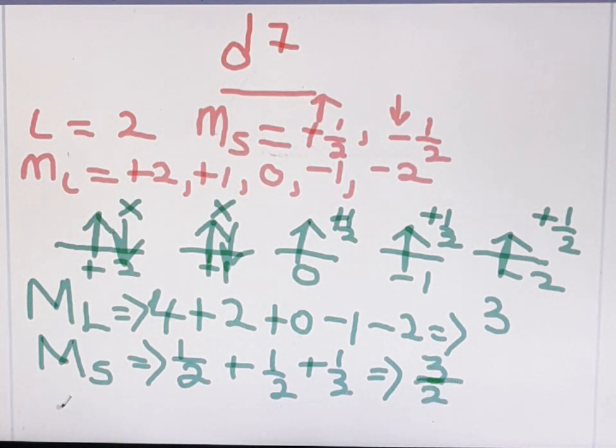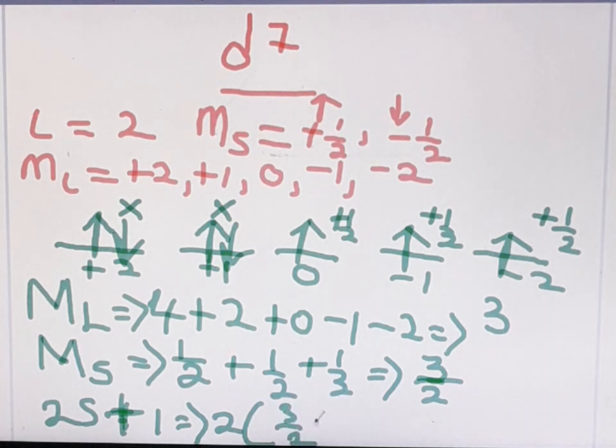Then we determine the spin multiplicity, which is represented by 2S plus 1, where S represents the total spin quantum number. So we have it to be 3/2, times 2, plus 1. So 2 cancels 2, we have 3 plus 1, which is 4.